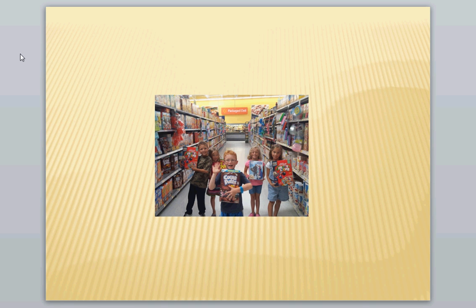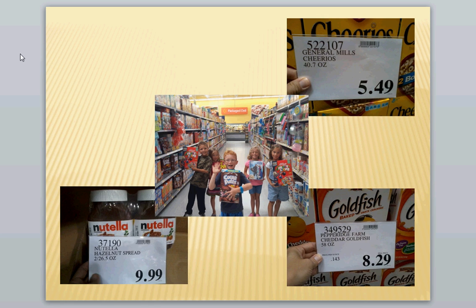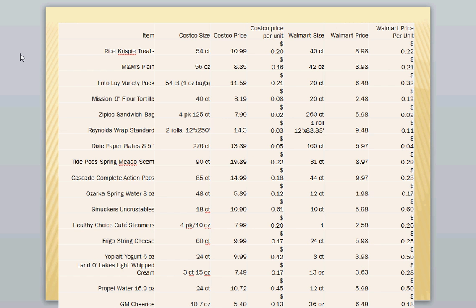First, I gathered my favorite crew of grocery store helpers. Me and my crew went to both Costco and Walmart and gathered prices on commonly bought groceries and also household items like toilet paper and laundry detergent. We only compared items that were exactly the same at both stores in every way except for the size. When we were done, we had data on 33 different items.